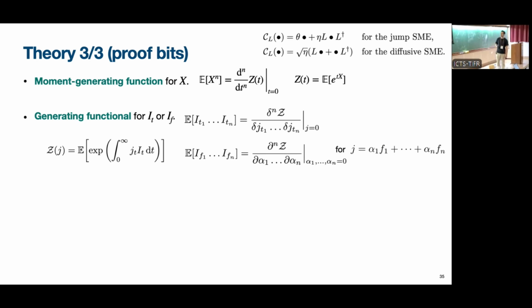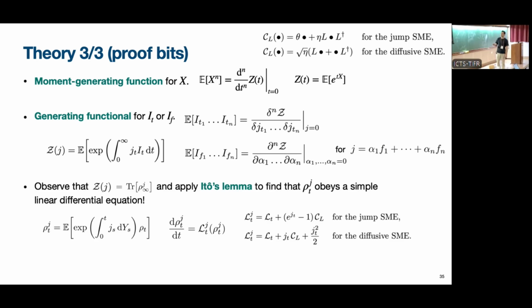Well, it turns out that you can write this object as a trace of a peculiar state. It's not a density matrix. And this state is the expectation value of this term here times the state at t. And here, it's a bit magical. If you apply Ito's lemma to this state, you will find that it obeys a very simple linear differential equation. And this differential equation is like a Lindblad master equation, except it's not Lindblad, it's Lindblad plus additional terms that depend on the correlation superoperator and on the function j that you're using.